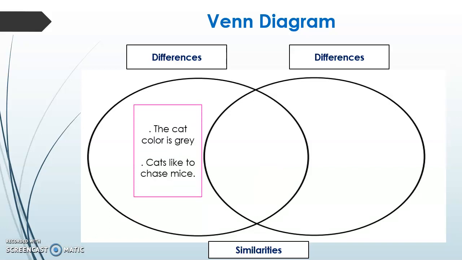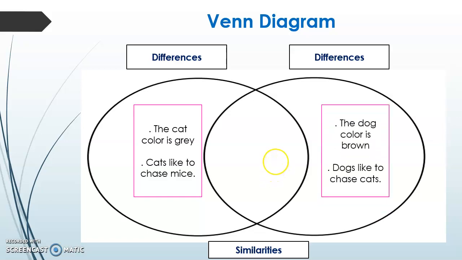The cat color was gray, right? While the dog color is brown. They are not the same color. That's why we put those points in the differences. Cats like to chase mice, and dogs like to chase cats, correct?